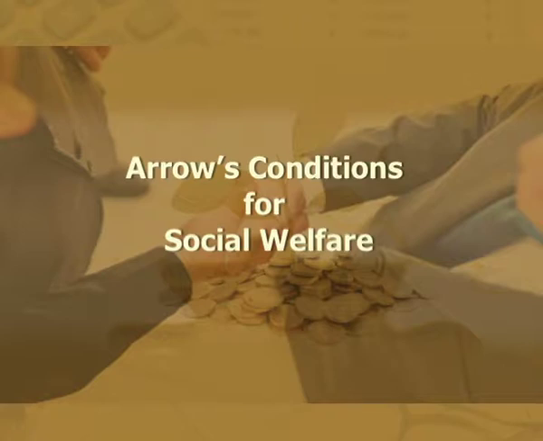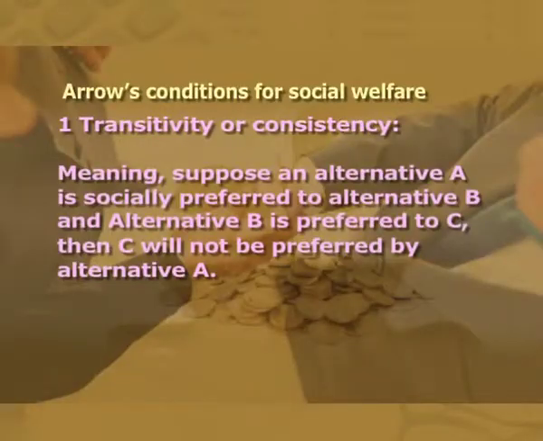Moving forward to the next topic, that is Arrow's conditions for social welfare. Professor Arrow has laid down 5 necessary conditions for social choices to satisfy in order to reflect the individual orderings. These are: condition 1 is transitivity or consistency, meaning suppose an alternative A is socially preferred to alternative B and alternative B is preferred to C, then C will not be preferred to alternative A.